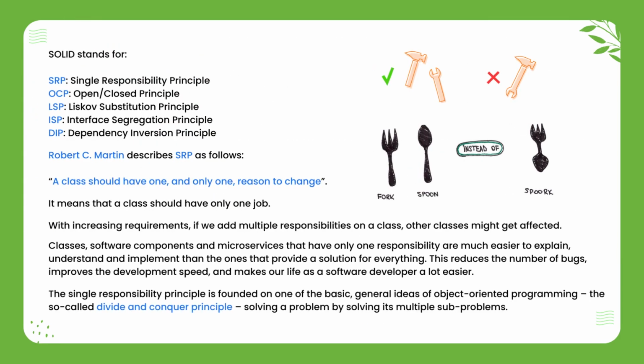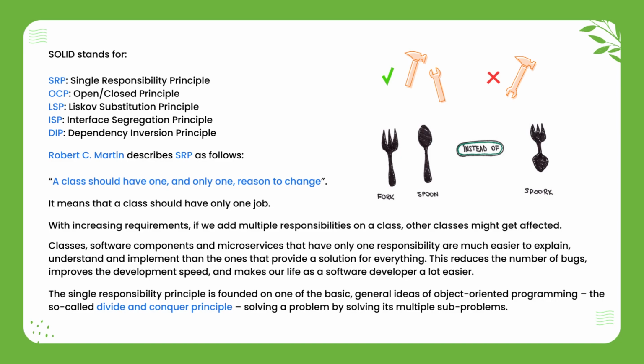S in SOLID stands for SRP or Single Responsibility Principle. Robert describes SRP as a class should have one and only one reason to change. It means that a class should have only one job. With increasing requirements, if we add multiple responsibilities on a class, other classes might get affected.